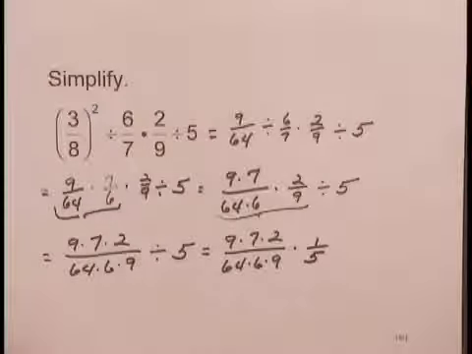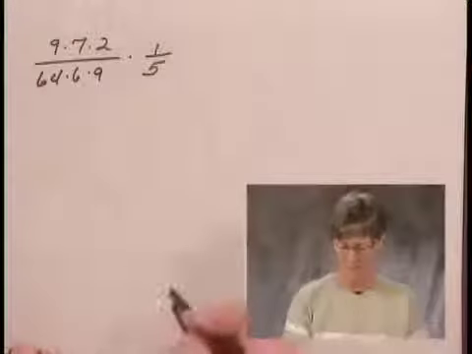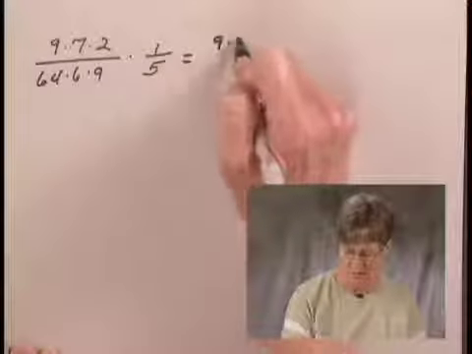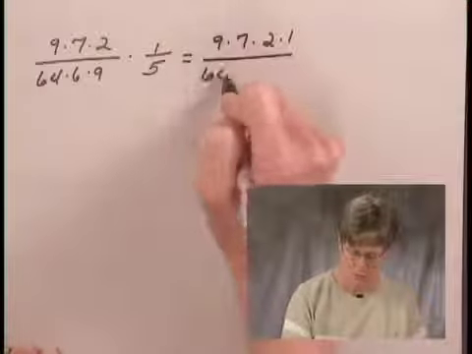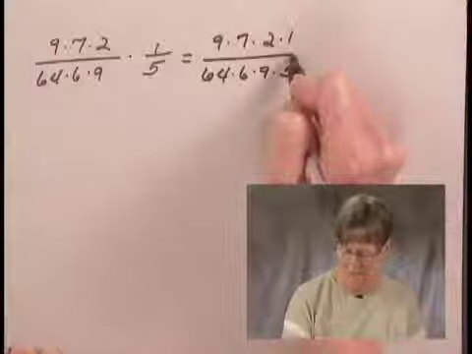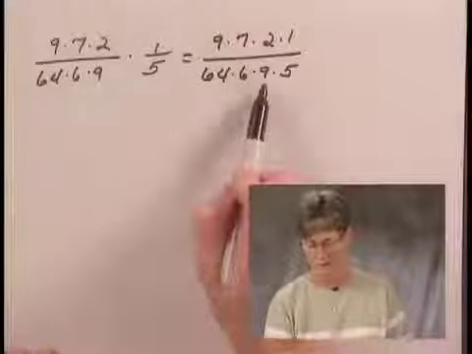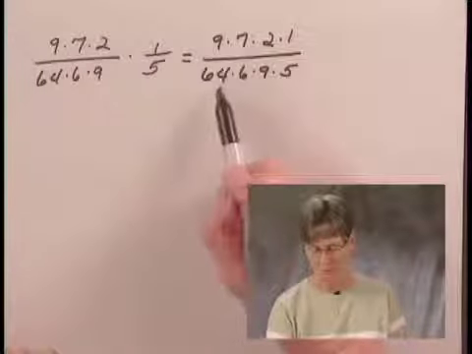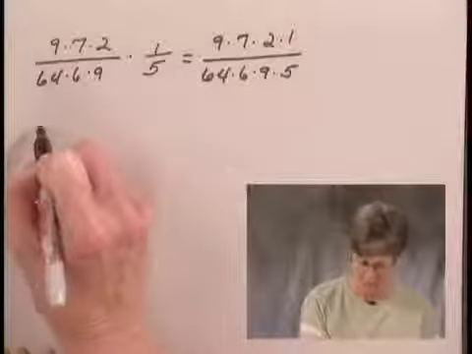And let's go to a new sheet of paper. This is the last step we had. I'm going to carry out this multiplication: 9 times 7 times 2 times 1 over 64 times 6 times 9 times 5. And now I need to see if I can simplify. There's a factor of 9 common to the numerator and denominator. There's a factor of 2 in the numerator, and 64 and 6 each have a factor of 2. So I will be able to simplify.